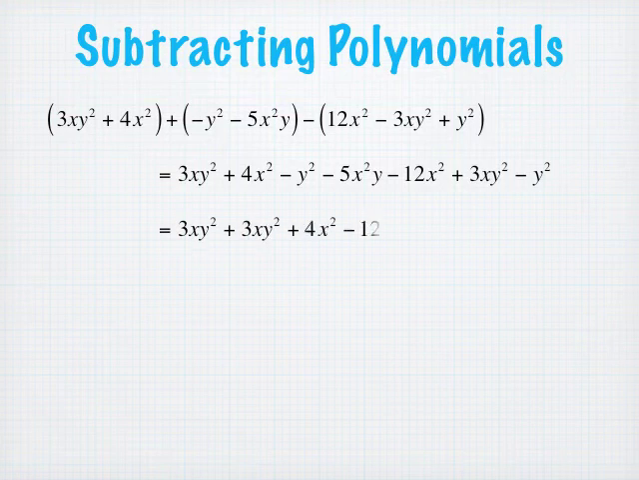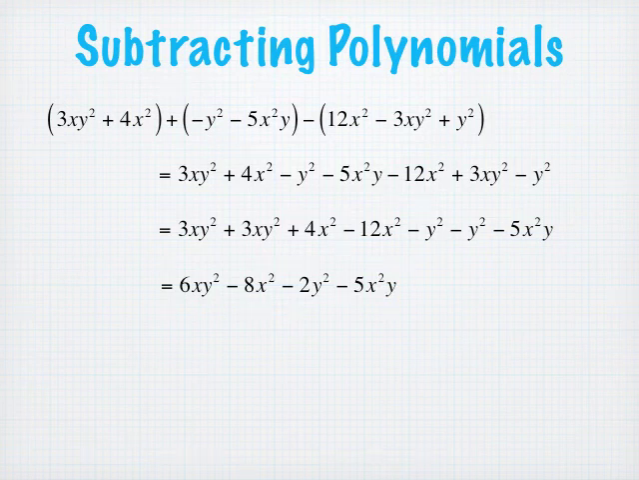So if we rewrite it just so I get like terms together, then I'd have 6xy squared. Again, I'm combining the numbers, but I'm not changing the variables. Minus 8x squared minus 2y squared minus 5x squared y. Now this one's kind of funny. I've not written this in descending order. If you've got more than one variable, I'm not going to be picky about it, but when you do have one variable, you need to make sure you write it in descending order.